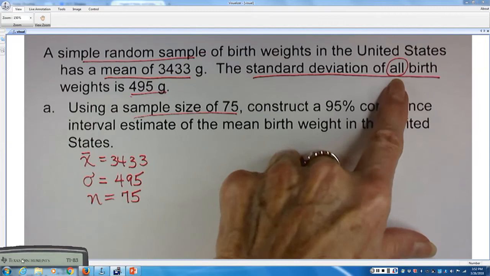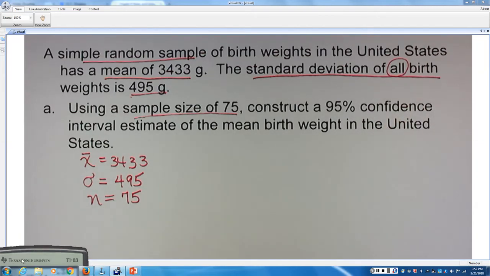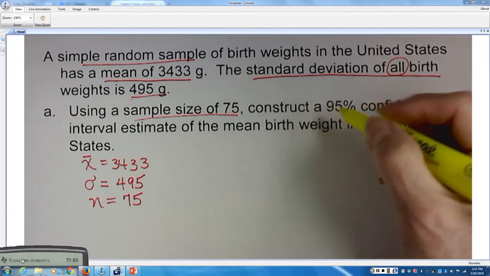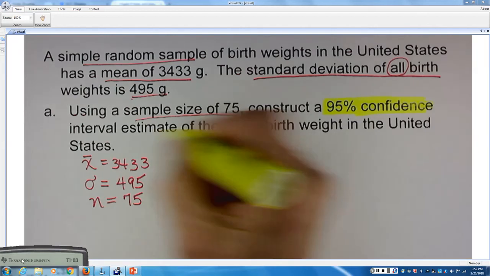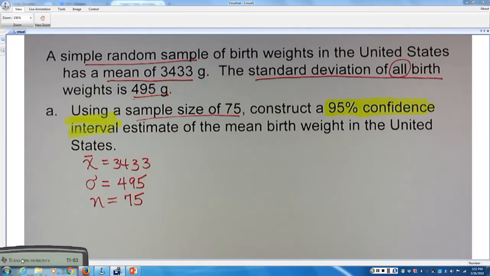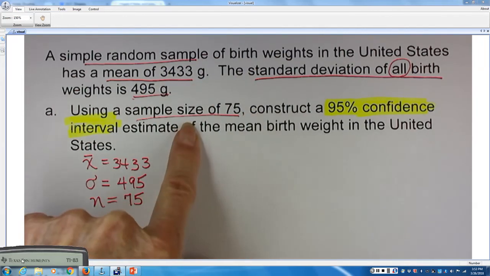And this was your clue that this was the population standard deviation, because it says all. And we want to make a 95% confidence interval estimate. Now we know the central limit theorem applies to this. The reason we know that is because regardless of whether birth weights are normally distributed or not, our sample is more than 30. So it tells us that we can work the problem because we know that.